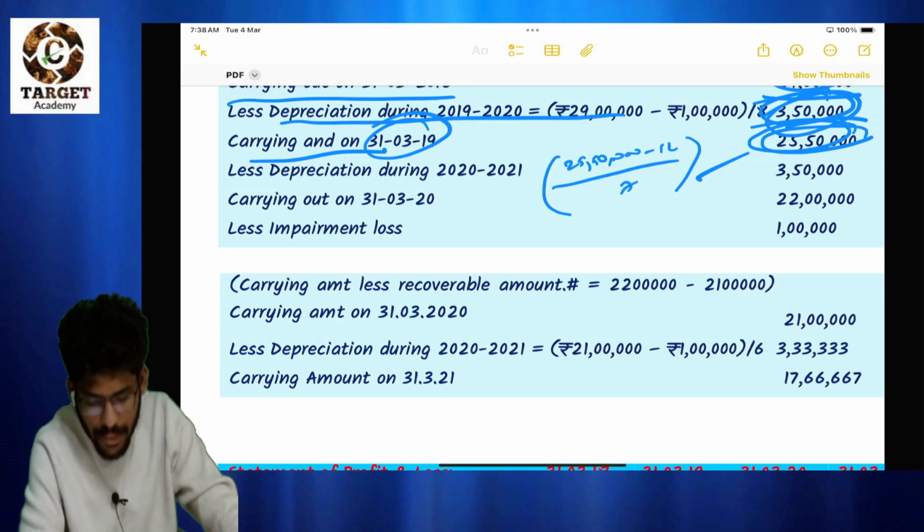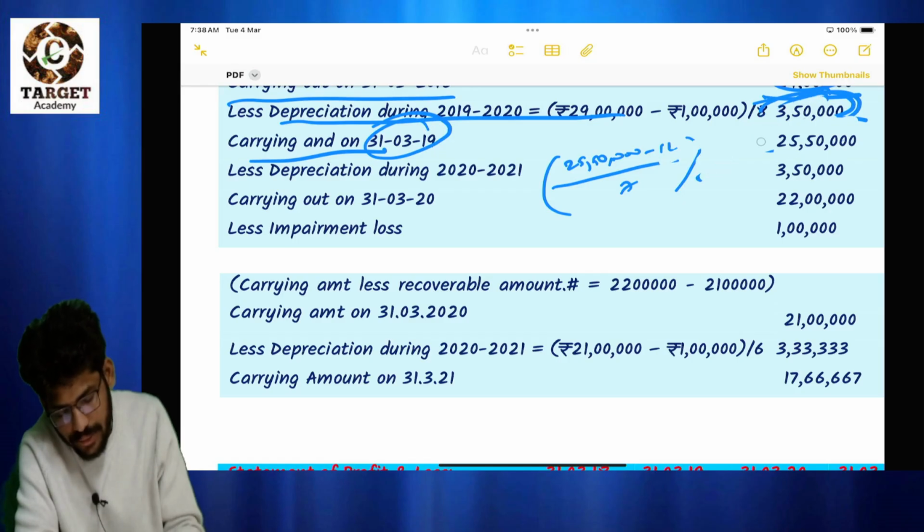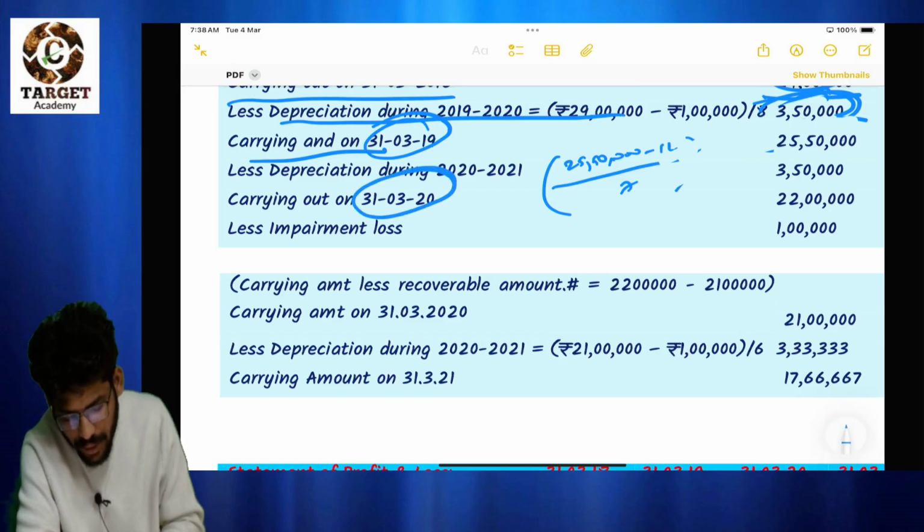Clear? Yes. Next, the balance carrying amount, how much? 25 lakh 50,000 minus 3 lakh 50,000, how much? 22 lakhs. Is that clear? This is the carrying amount on 31st March 2020.